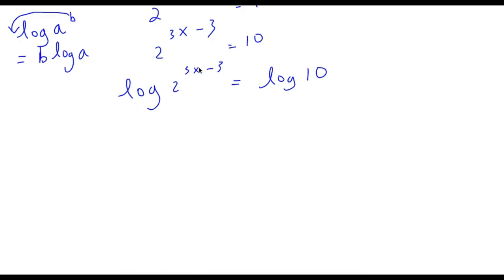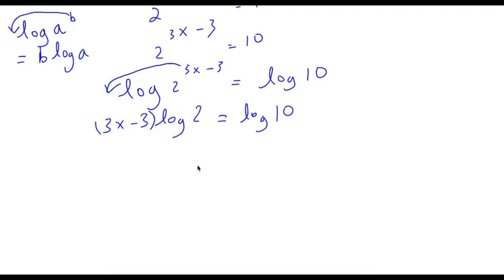So in this case, as you can see, x is an exponent. It's not an actual term. And if we want to find the value of x, we want x to be an actual term. So I'm going to use this property here and move our exponent, 3x minus 3, to the front. So now we will have 3x minus 3 times log 2 is equal to log 10.